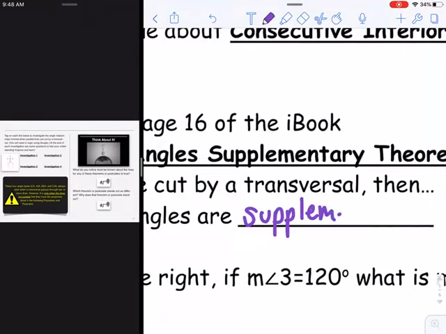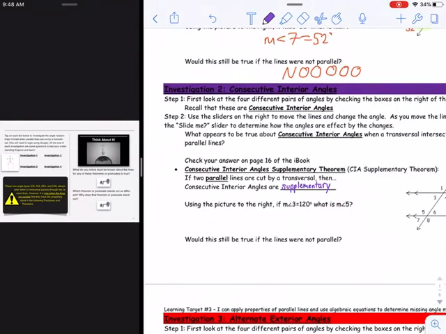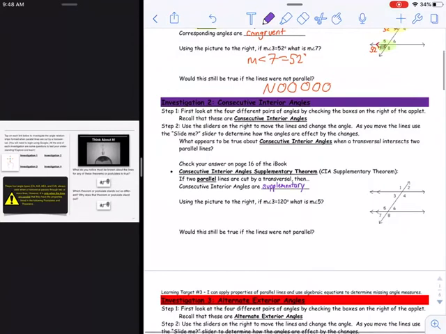You remember I told you guys supplementary was a big punchline of the school year? I wasn't lying. Same with linear pair, even vertical angles. We're going to be talking about that stuff a lot in this unit.